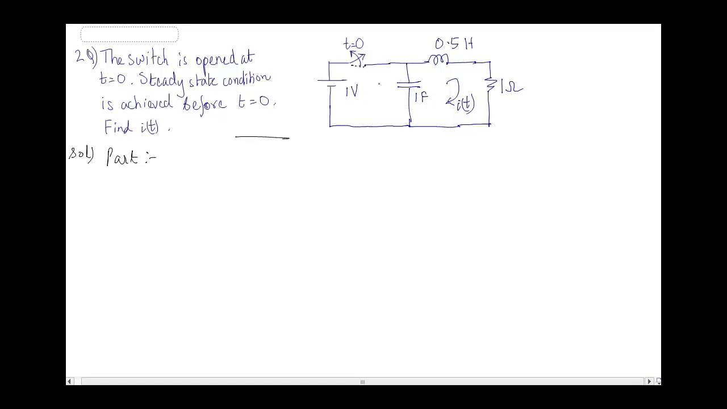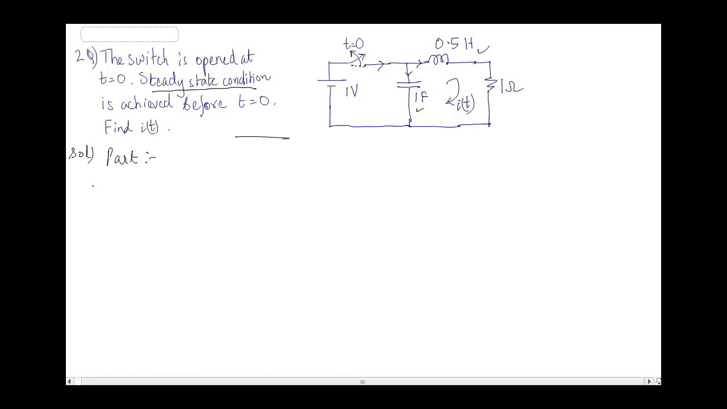If the circuit was closed like this, the current was passing through the capacitor as well as the inductor, so it is charging both of them. So we will have to find out the voltage across the capacitor and the current passing through the inductor when both of them had been completely charged. That is because we have already said that they have achieved steady state condition.